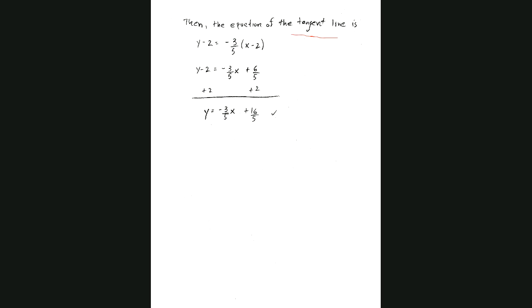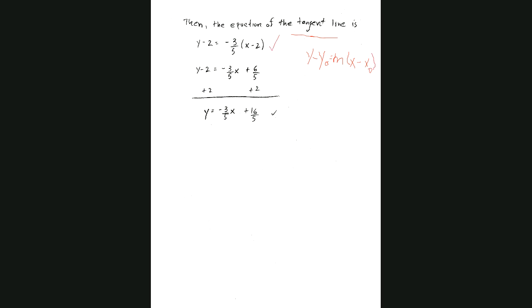So you remember, y minus y sub 0 equals m times x minus x sub 0. That's the point slope form of a line. And that's what we're using here.